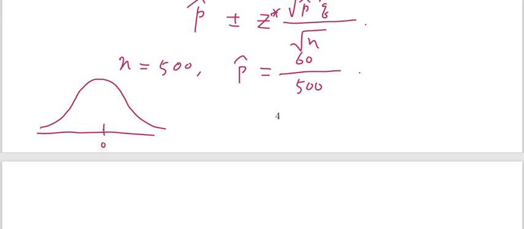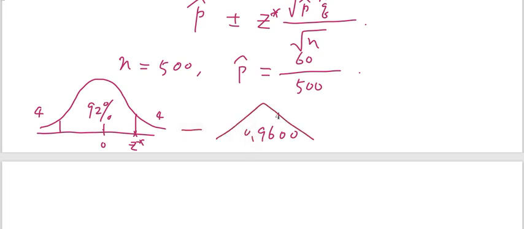We want to find a 92% confidence interval. So this is z star. If this is 92%, then 8% outside, 4% here and 4% here, right? So we need to check all the way down, we need to check 0.96. So from the table, we can find this cutoff point, z star.